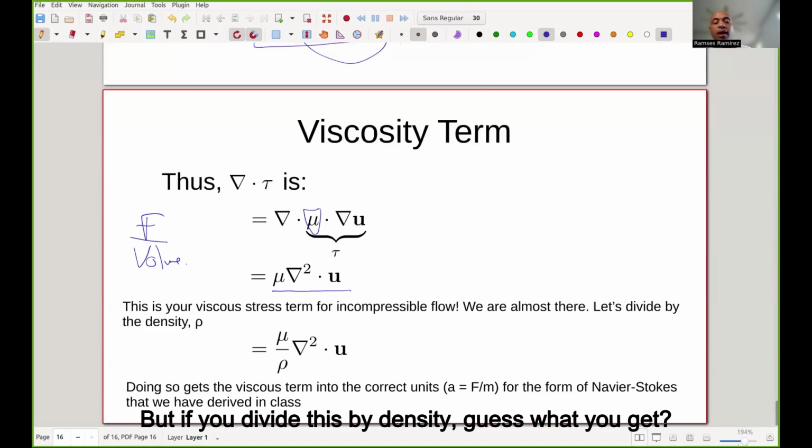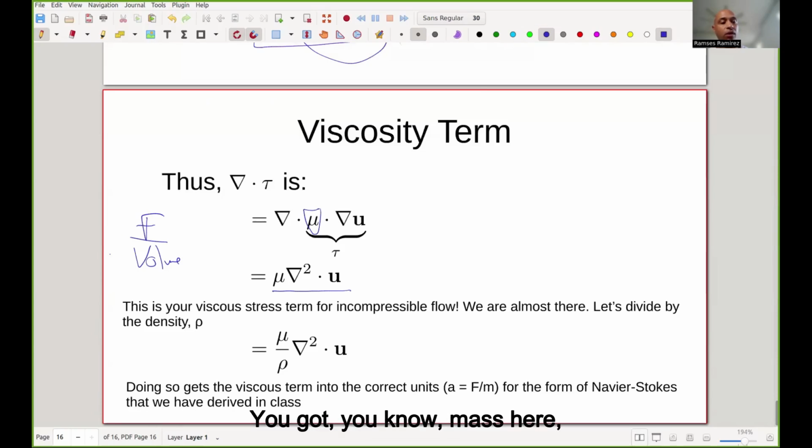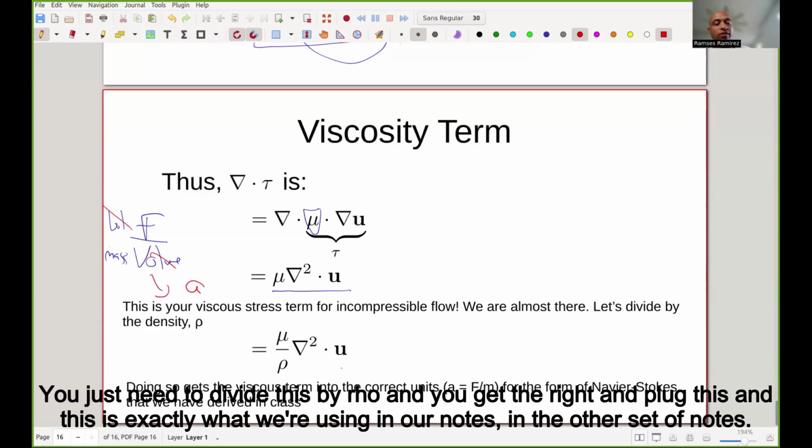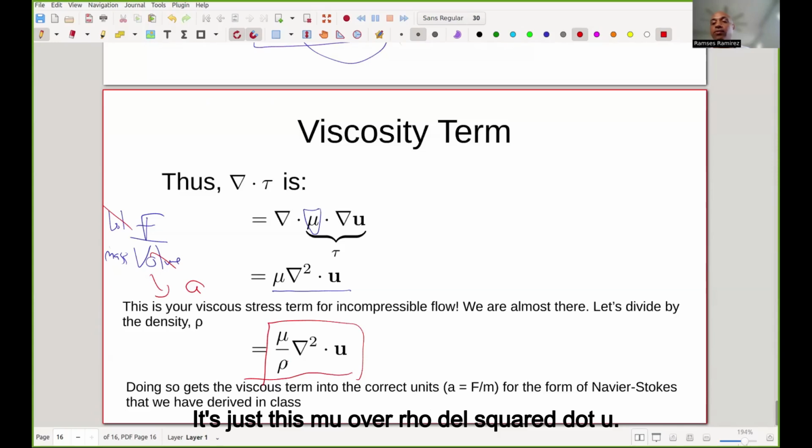But if you divide this by density, guess what you get? You got mass here, mass, volume, and then those cancel, the volumes canceling. Now you've got force per unit mass, and that's acceleration, which is exactly the correct units for Navier-Stokes. So this is what you got here. You just need to divide this by rho, and you get the right term to plug in. And this is exactly what we're using in our notes and in the other set of notes. It's just this mu over rho del squared dot U.